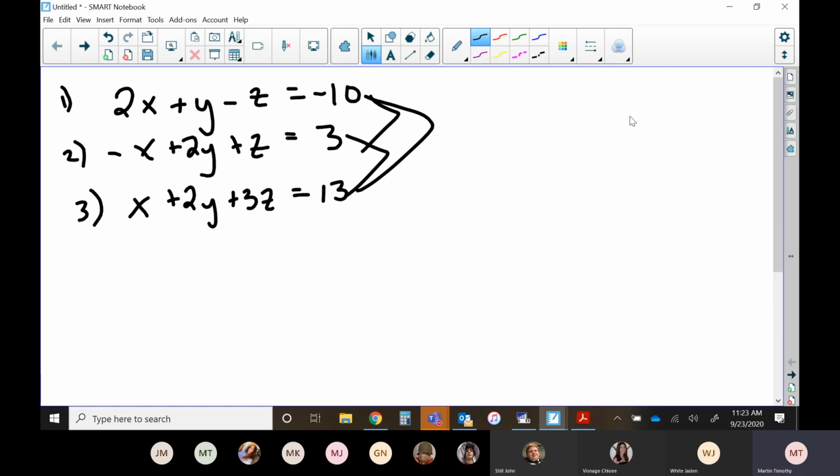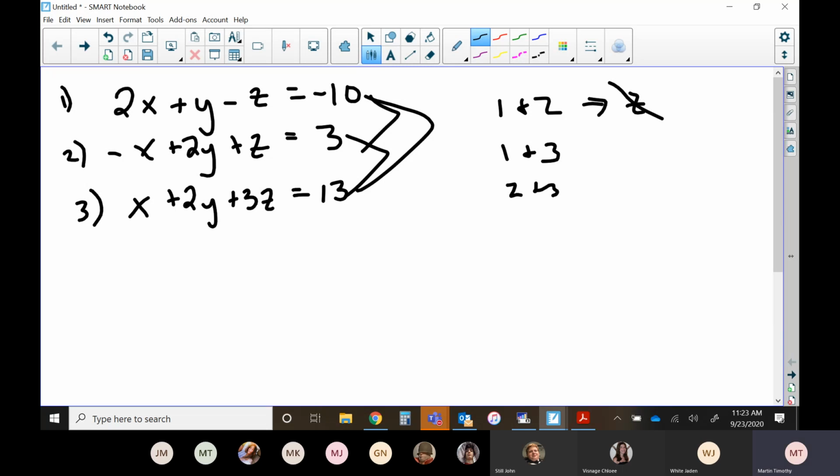So you can cancel out either the x's or the z's. Now, let's look at this. If we cancel the z out, does everybody understand? 1 and 2, the z's would cancel out. Yes? That would cancel out. Then I would have to come up with some combination of 1 and 3 or 2 and 3 to cancel the z out again. Do you follow me?